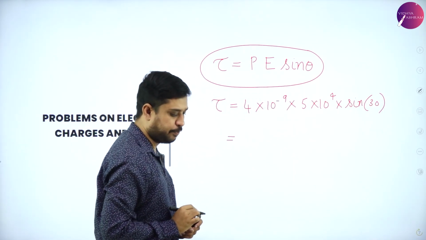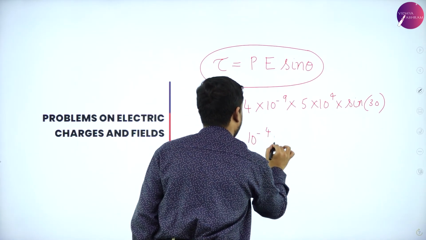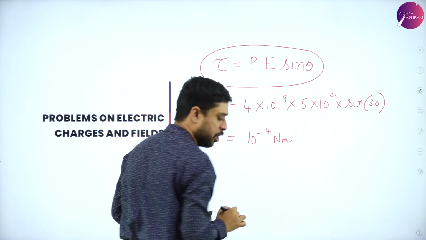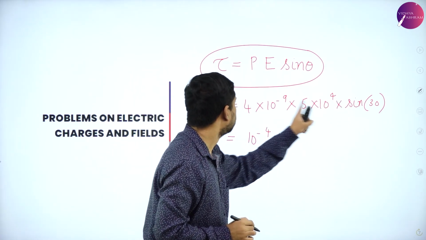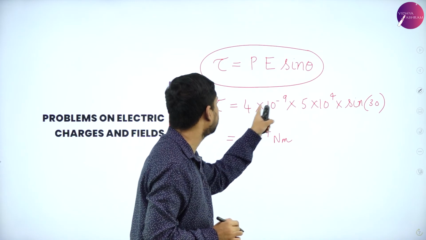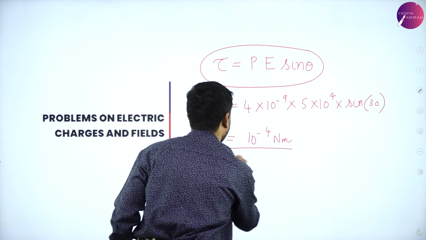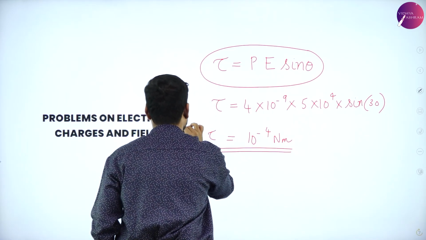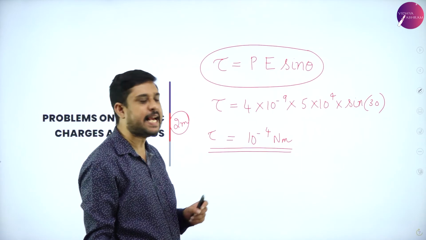So on simplification, the answer is 10 power minus 4 Newton meter. So this is half. This goes twice. So torque is 10 power minus 4 Newton meter. This is a 2 marker that may be asked in the exam.